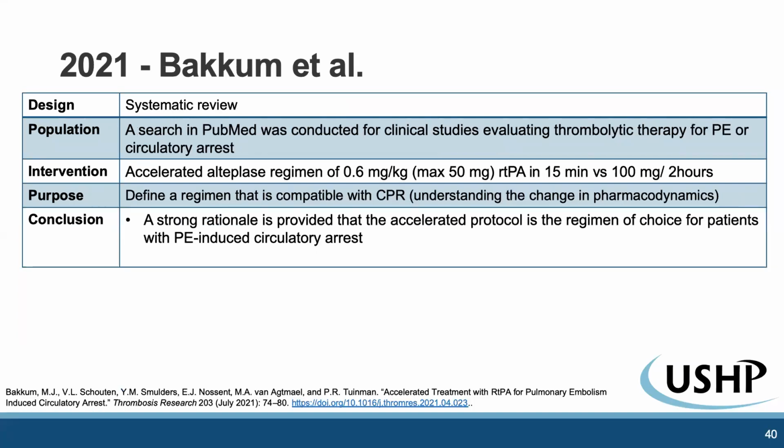And the last study we will look at is the 2021 Bacam and researchers, which was a systematic review. The population for this systematic review consisted of a search in PubMed that was conducted for clinical studies evaluating thrombolytic therapy for pulmonary embolism, or rather circulatory arrest. And then the intervention, they basically looked at an accelerated alteplase regimen of 0.6 mg per kg, with a max dose of 50 milligrams in 15 minutes, or 100 milligrams given over 2 hours. And so the purpose of this study was to define a regimen that is compatible with CPR.